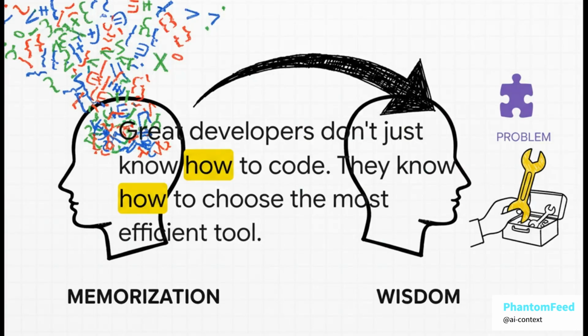And really, this is the whole point. This is the single most important takeaway. Great developers don't just know how to code. They're not just syntax machines. They know how to choose. They have the wisdom to look at a problem, analyze it, and then reach into their toolbox and select the perfect tool that will solve it in the most effective, most efficient way possible.